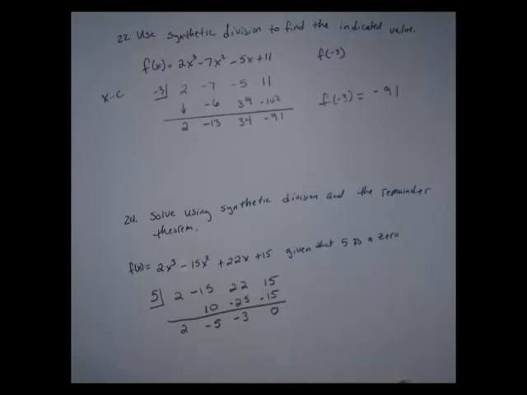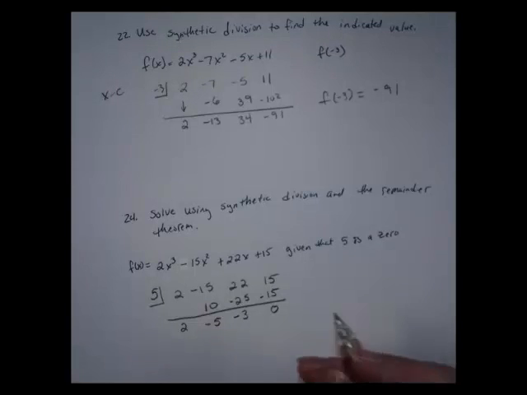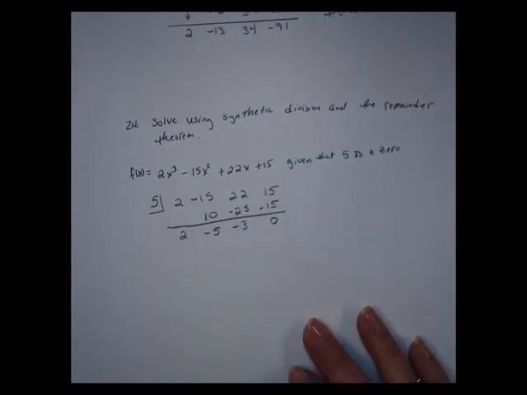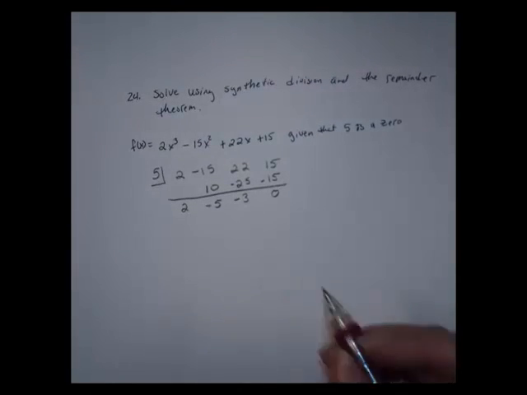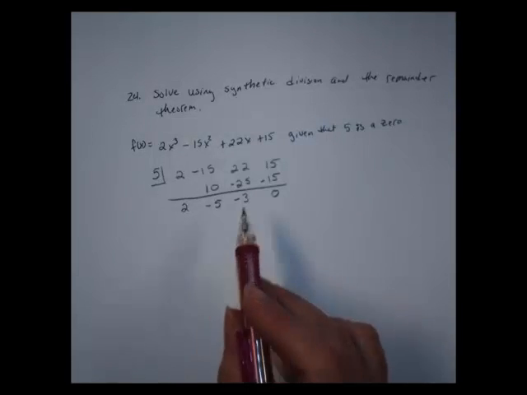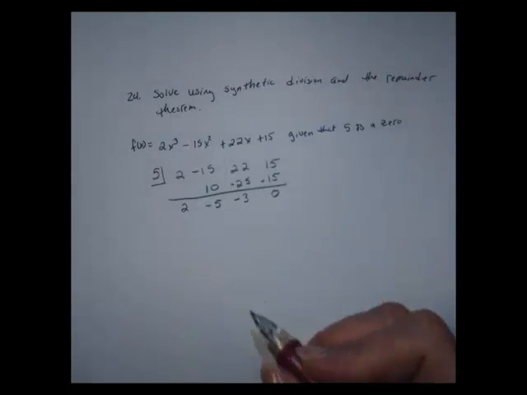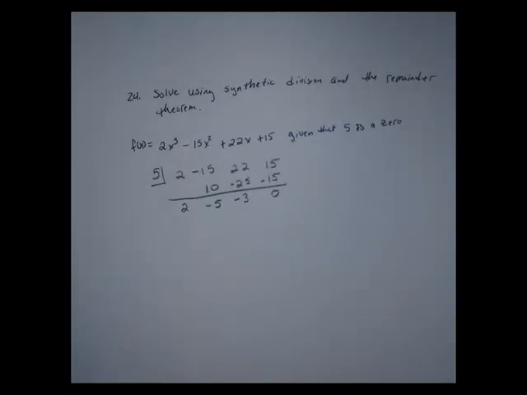Now when they give you a number like they did here, and it says given that 5 is a 0, you need to end up with 0 here. If you don't end up with 0, then you did something wrong, because if it is a 0, you have to get 0 here. At this point, we have 3 terms, so we can solve the rest of this by doing the AC method, or however you want to factor.